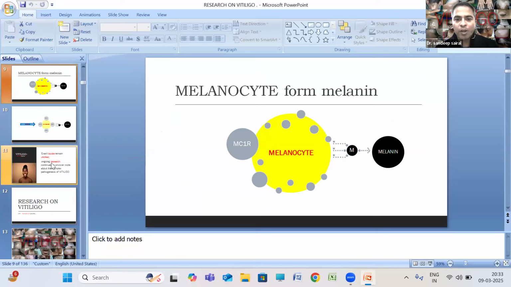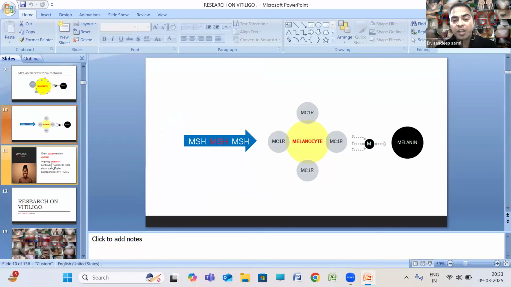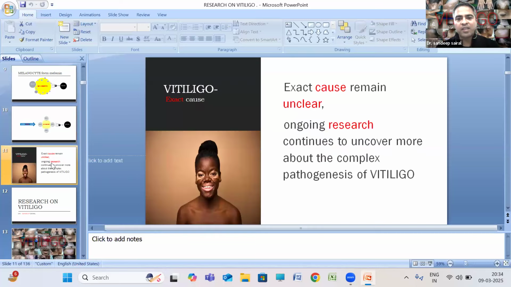See, there are cells we call melanocytes that form melanin. On the cell's surface, we have receptors. We call them MC1R receptors, melanocortin 1 receptors. There's a hormone, melanocyte stimulating hormone. This hormone binds to these receptors, stimulates the melanocytes and produces melanin. This basic diagram you need to remember. The exact cause of vitiligo is unclear, but research is going on to understand it better.